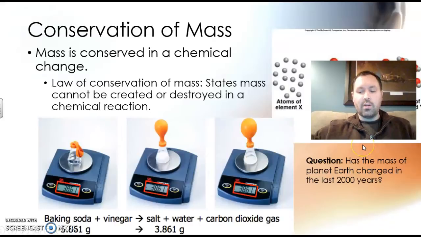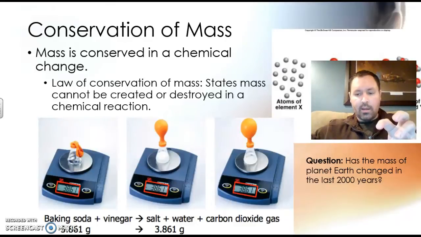Has the mass of planet Earth changed in the last 2,000 years? I ask my students about this, and they say, "Oh, but Mr. Wagner, we have buildings now. We didn't have those 2,000 years ago." And I say, "Where did all the material from the buildings come from?" "It came from the Earth." Oh. So did we actually create mass? No, we didn't. All we did was take the mass from one area and put it in a new area.